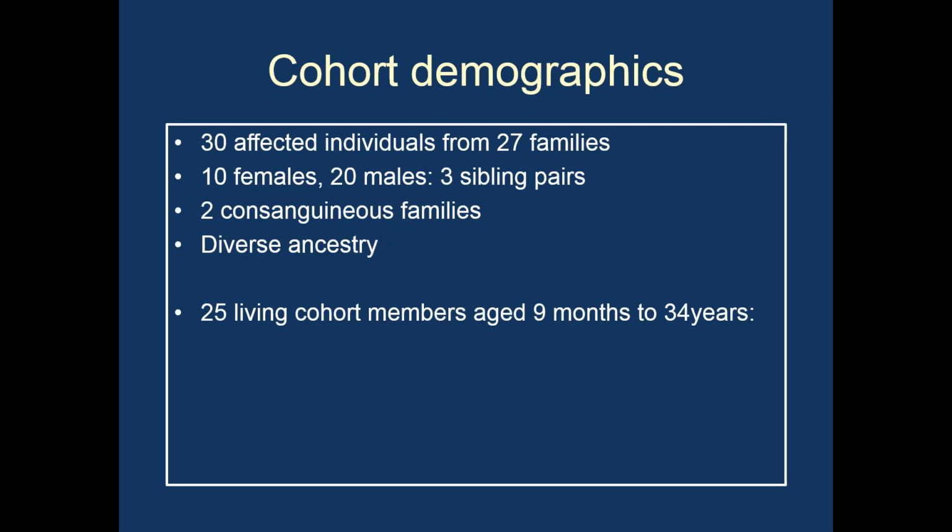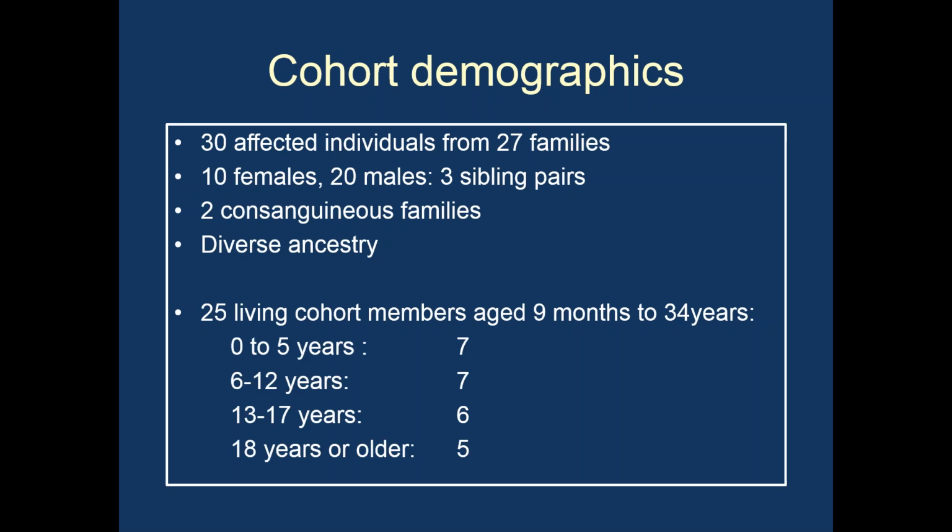25 of the cohort members were living at the time that we wrote the paper. And these living individuals were aged 9 months to 34 years. And there was actually a reasonably good spread of ages, although I'll note here that the 18 years or older group was relatively small. So I think we didn't capture too much information about what sort of problems surviving adults might have or how well they're doing. And some of them are actually doing quite well.